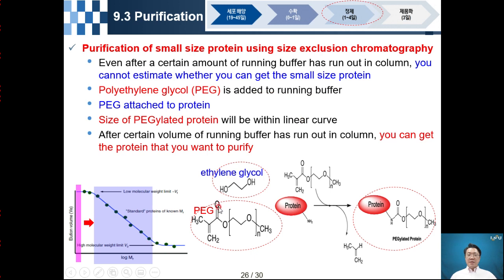So usually the PEG is attached to the protein, especially the N-terminal region. So it means that the size of the PEG-related proteins will be within the linear curve. So it means that after a certain amount of the elution buffer has run through the column, we can get the proteins that we want to purify.